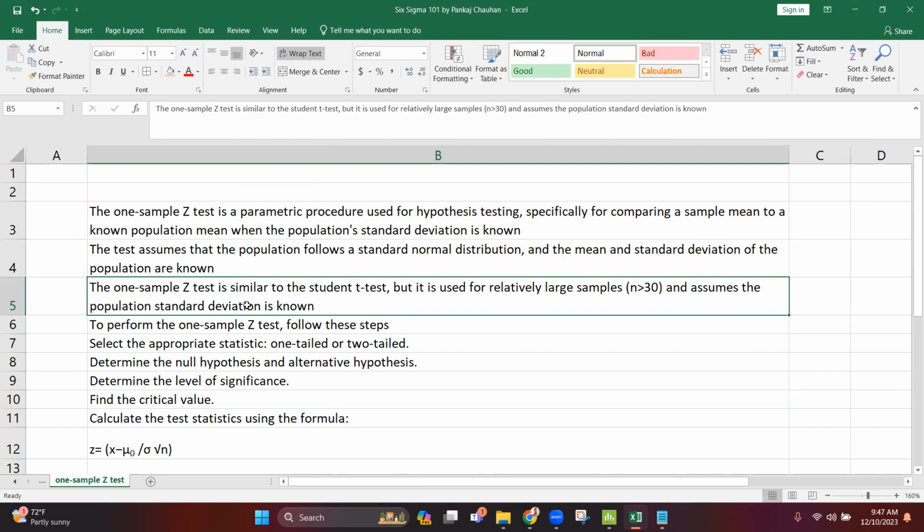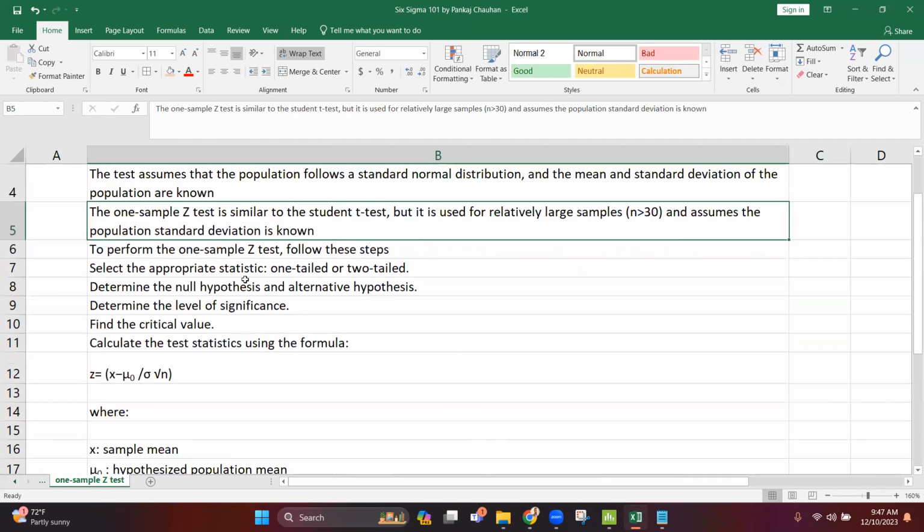The one sample Z test is similar to the one sample t test, or Student's t test, which we learned in the last session, but it is used for relatively large samples, when you have more than 30 samples. For a small set of data we generally use the range as the measure of variation, but when you have a large set of data, we take the standard deviation as the measure of variation. So this assumes that the population standard deviation is known.